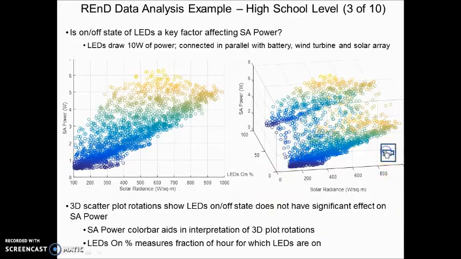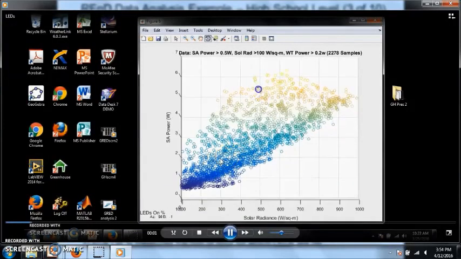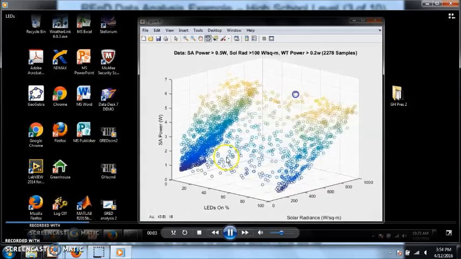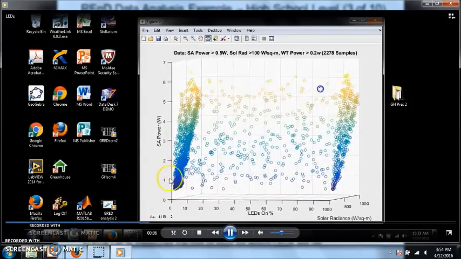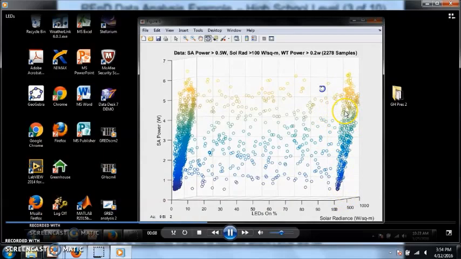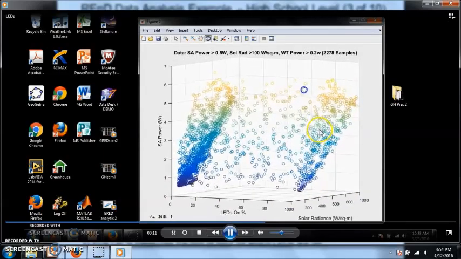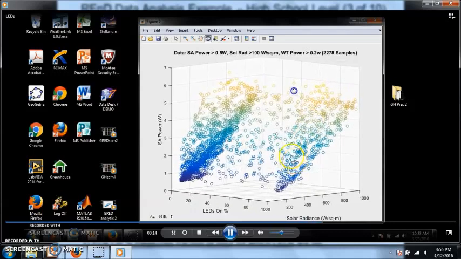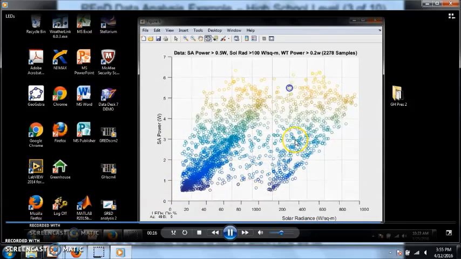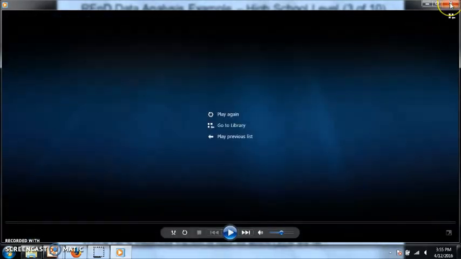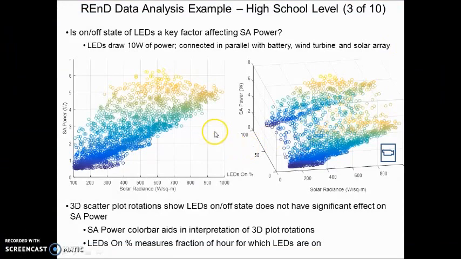And this video shows a distribution, and we will rotate it. As you watch this, you can quickly see here's all the where it's off. Here's the lesser number of samples where it's on. Quite clearly, the distributions between when it's fully on and when it's fully off are looking very similar, so we can quickly come to the conclusion that the LED on state, and the LEDs draw about 10 watts of power, so it's fairly significant relative to the power produced by the solar array and even the wind turbine, but clearly we can decide that it is not a significant factor here.